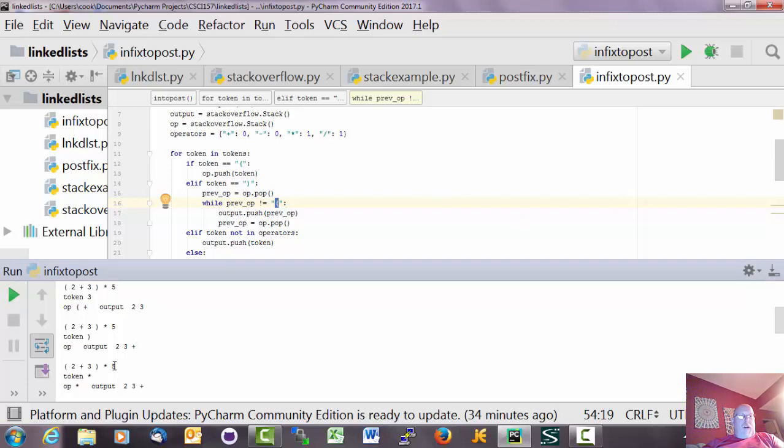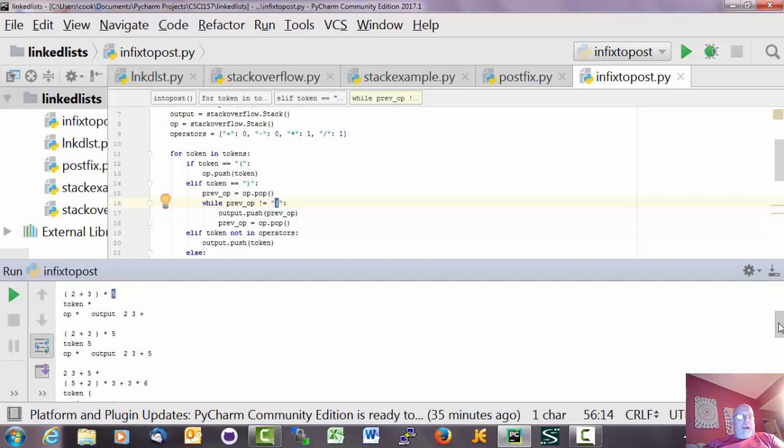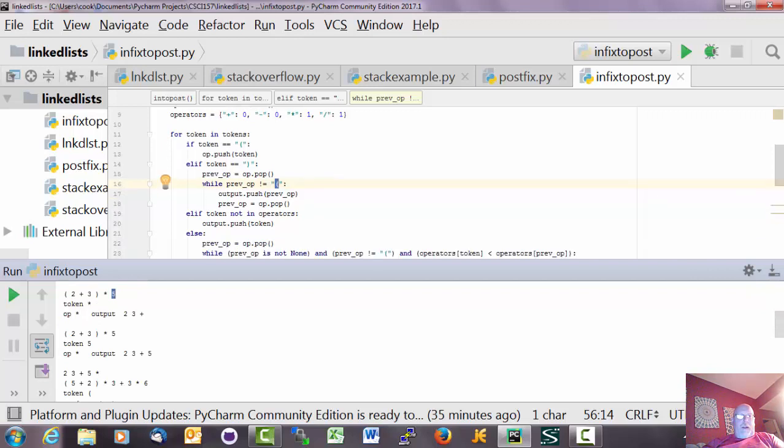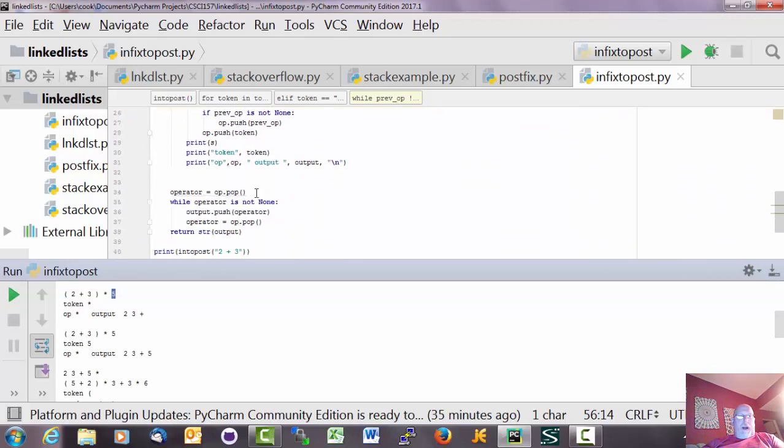Okay, so now where are we? We have a times sign. That's the next operator. That is an operator. It goes onto the operator stack. Then the 5 is the last token. It's a number. That goes onto the output stack. At this point, we're out of tokens. So we go into this while loop, which pops the remaining operators off, and we're left with 2, 3, plus, 5, times.